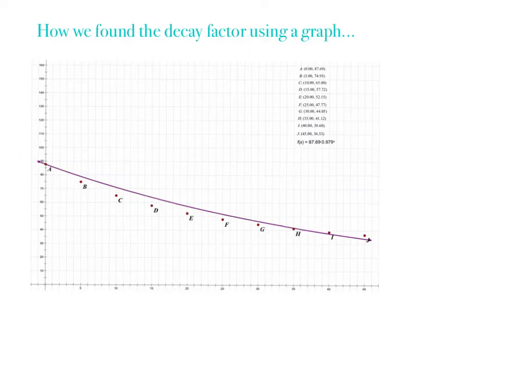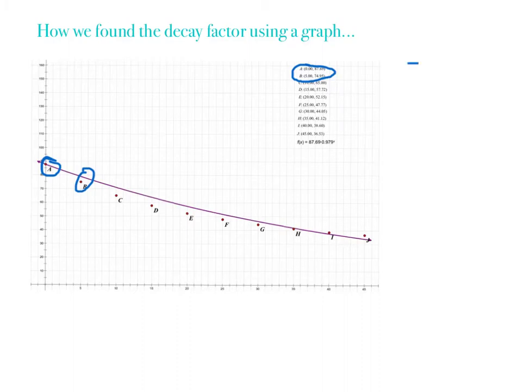Now, I'm going to describe how we found the decay factor using a graph. So basically, it's almost the same thing as using a table. Choose 2 points on the graph. Let's choose A and B again. Now, look at their location, and that might be a bit hard, so you can look over here. And as you can see, it's the 87.69 and 74.95.